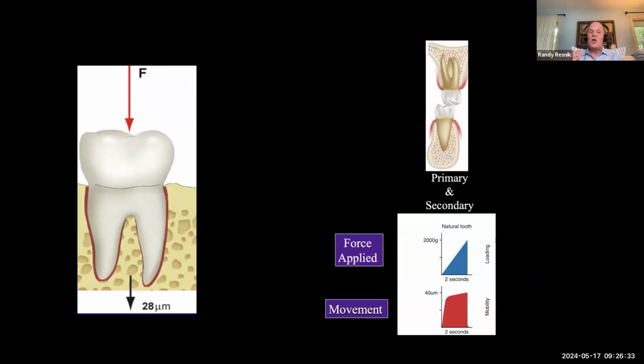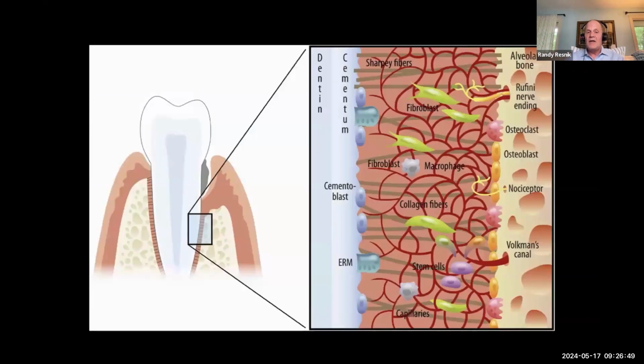We know that when we put a force on a tooth, that tooth is going to move in two different movements, a primary and a secondary movement. The primary movement is the movement of the periodontal ligament. The tooth is going to compress into the actual periodontal ligament. Then the secondary movement is only going to occur if that force exceeds the physiologic limits of the bone. So it's going to have to be that hard to move it. Most of the time, we're not even seeing a secondary movement.